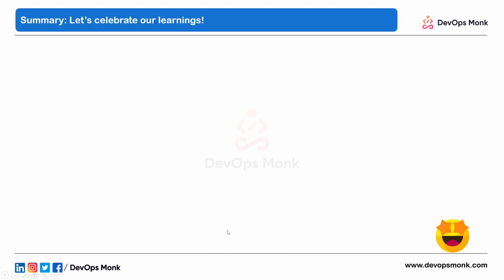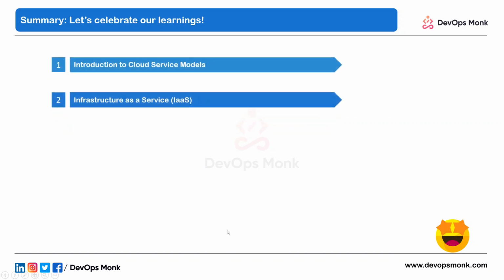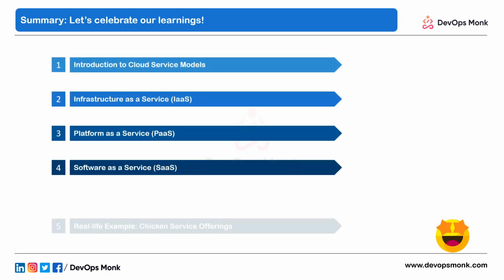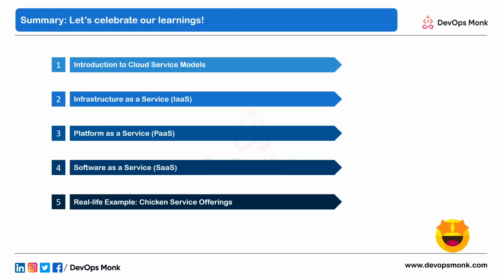Let's quickly summarize our learnings. In this video, we learned what cloud service models are and also about various cloud service models like infrastructure as a service, platform as a service, and software as a service. In the next video, we will learn about cloud deployment models.